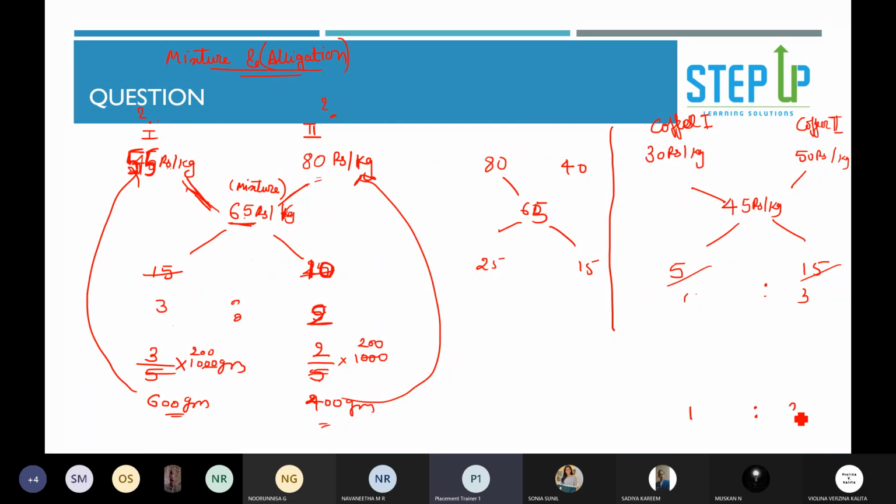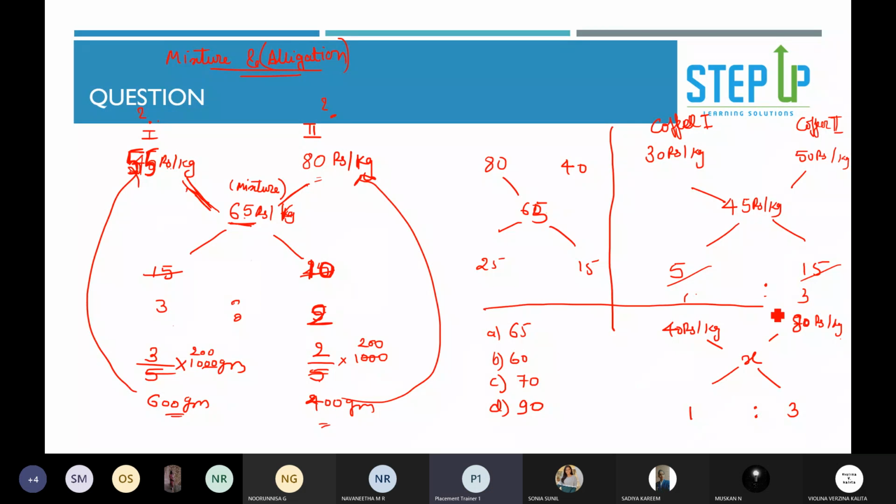Another one. The ratio is given as 1:3 when they are mixing quantities of 40 rupees per kg, 70 rupees per kg, 80 rupees per kg. What should be the mean price? Your options are 65, 60, 70, 90. These are your options for this question.